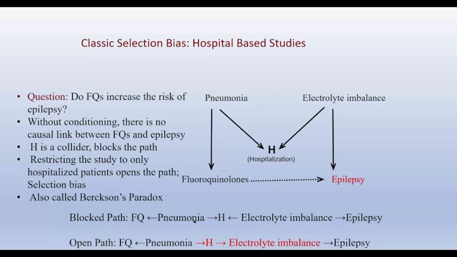Now, when we condition on hospitalization, for example, select our controls from the hospital, this path that is blocked is open, and what we now have is, again, a collider bias or a selection bias situation. That's also sometimes referred to as Berkson's paradox. And this new path now associates fluoroquinolone use with epilepsy, through a biased, spurious path. Again, this happens because of conditioning on hospitalization, whereas before conditioning on hospitalization, there was no association because the path was blocked.